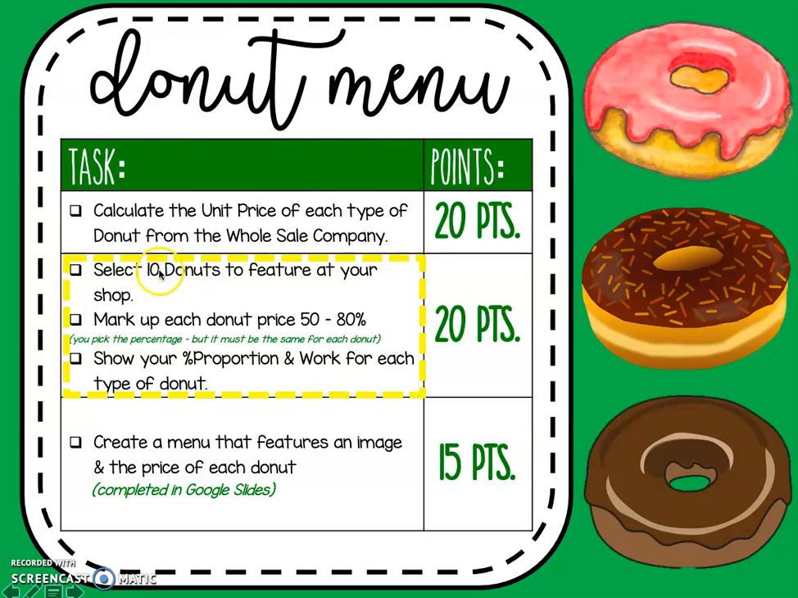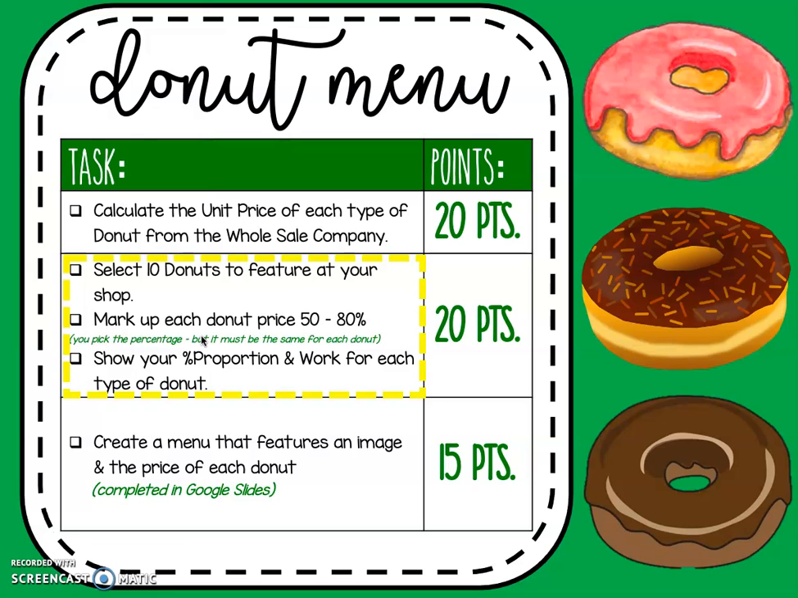You're going to select 10 donuts to feature at your shop. You're going to mark up each donut price 50 to 80%. Now, you get to pick the percentage, but it must be the same for each donut. So, we're just going to make a collective decision for our startup company. Like, our company is going to mark up 70%.